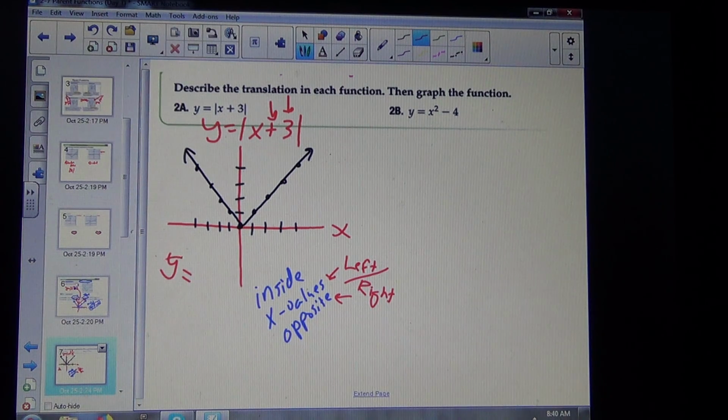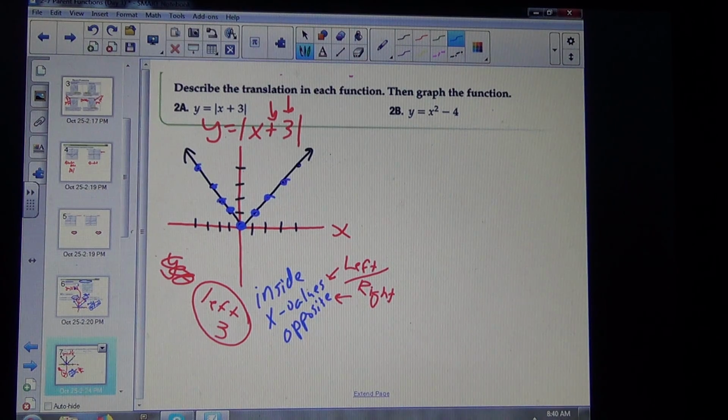Oh sorry, it's y. Minus 3 would mean it's going to go to the left 3 units. So again, I'm going to go to my original parent graph and just pick a point. I'm going to take these points and make them visual here. I'm going to take all these points and shift every point to the left 3.